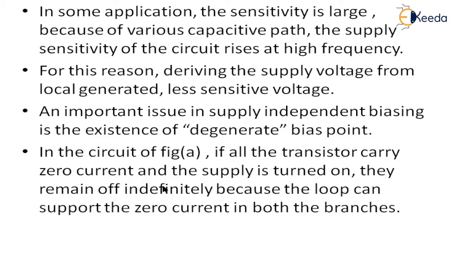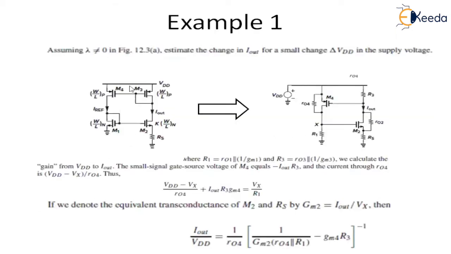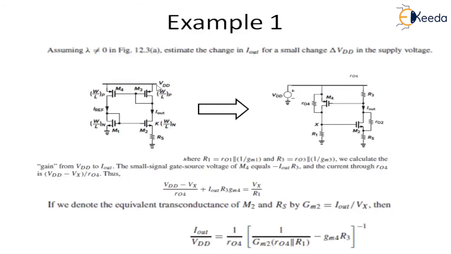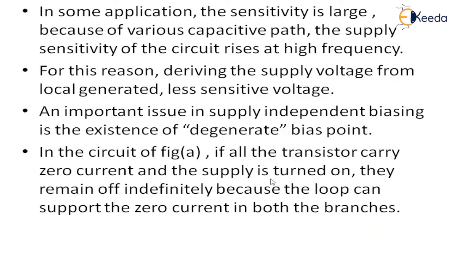An important issue in supply independent biasing is the existence of a degenerate bias point. Let us again look at the circuit of figure A. We will find that if all the transistors carry zero current and the supply is turned on, they remain off indefinitely because the loops can support zero current in both the branches. And this point is not covered in the equation we derived for I out. So how can we eliminate this degenerate bias point in our circuit?